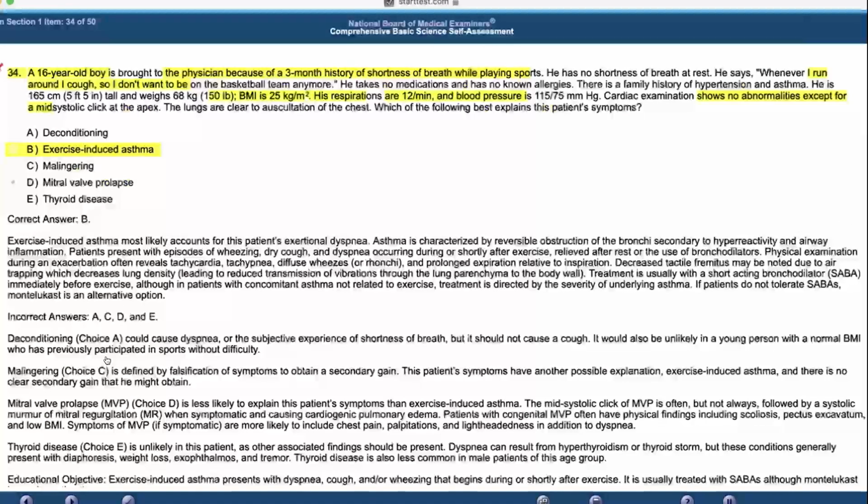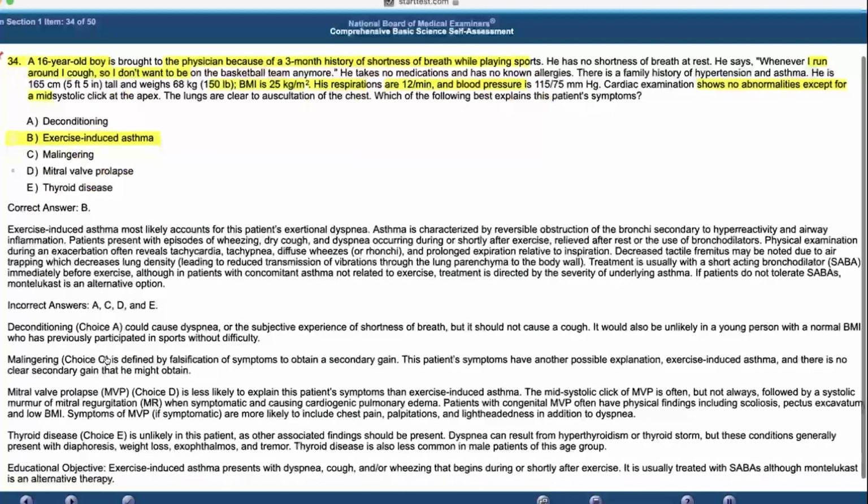Okay. This was dumb. There were literally all the symptoms of asthma, and I saw the mid-systolic click at the apex.